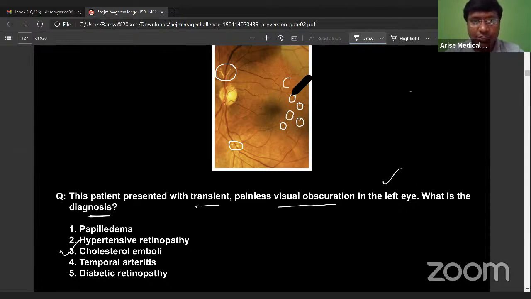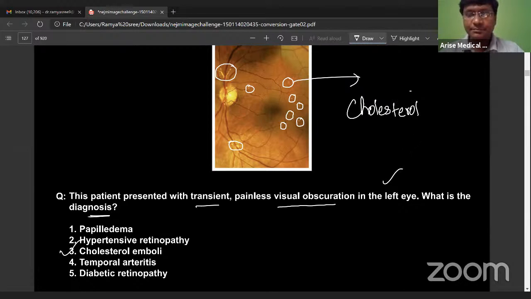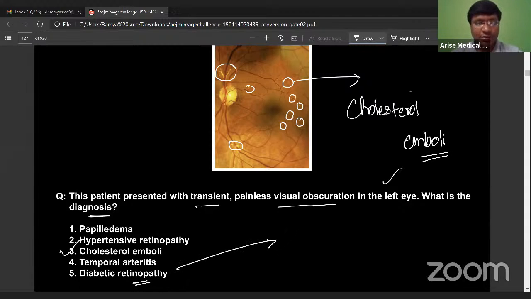Right? These are all your cholesterol emboli. You see here, right? So this is your cholesterol emboli. Okay, right. So the answer is 3. Now, many of you were answering it as diabetic retinopathy. Now, can anyone tell me what will be the fundus examination in diabetic retinopathy? Any one of you? What will be the fundus examination image in diabetic retinopathy?